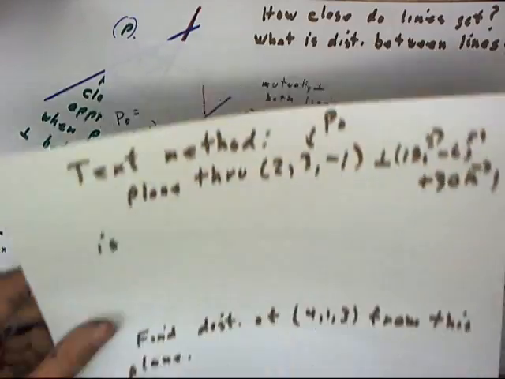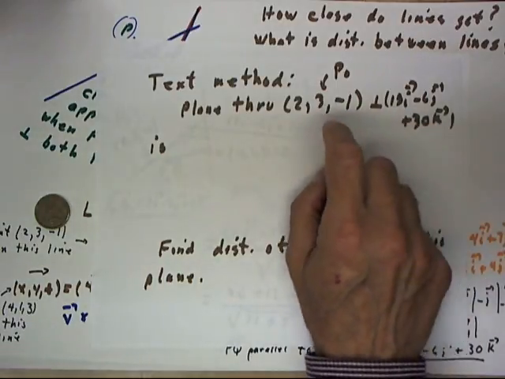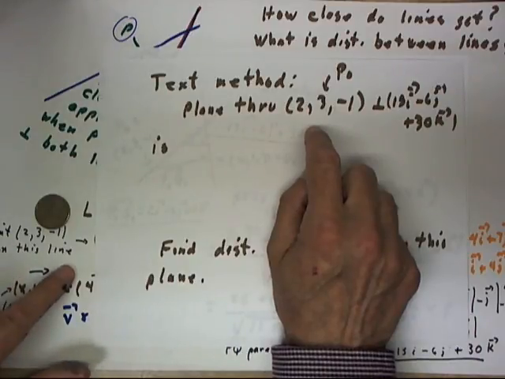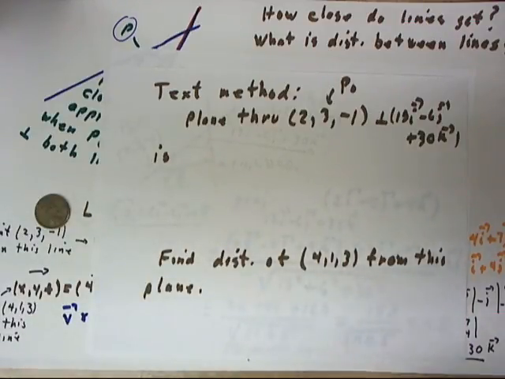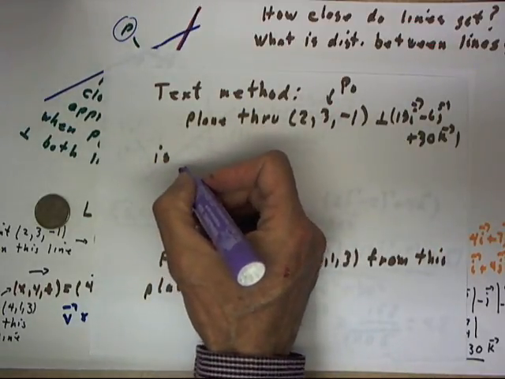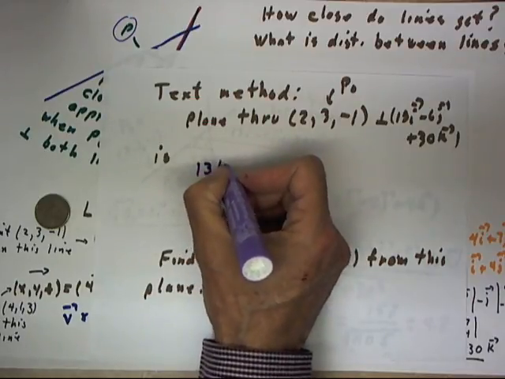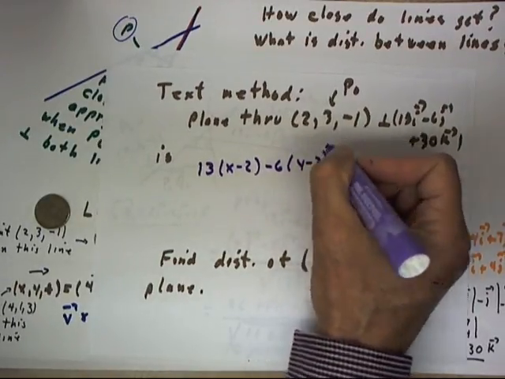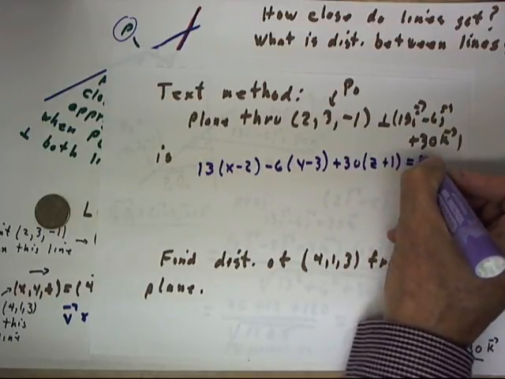So what we do with that is we take that vector that's mutually perpendicular and we find the equation of the plane through (2, 3, -1), which is the point P naught on the first line. And that equation is very easy to determine. We can simply read it off if we are familiar with the equation of a plane. And that's going to be 13 times (x - 2) - 6 times (y - 3) + 30 times (z + 1) = 0.